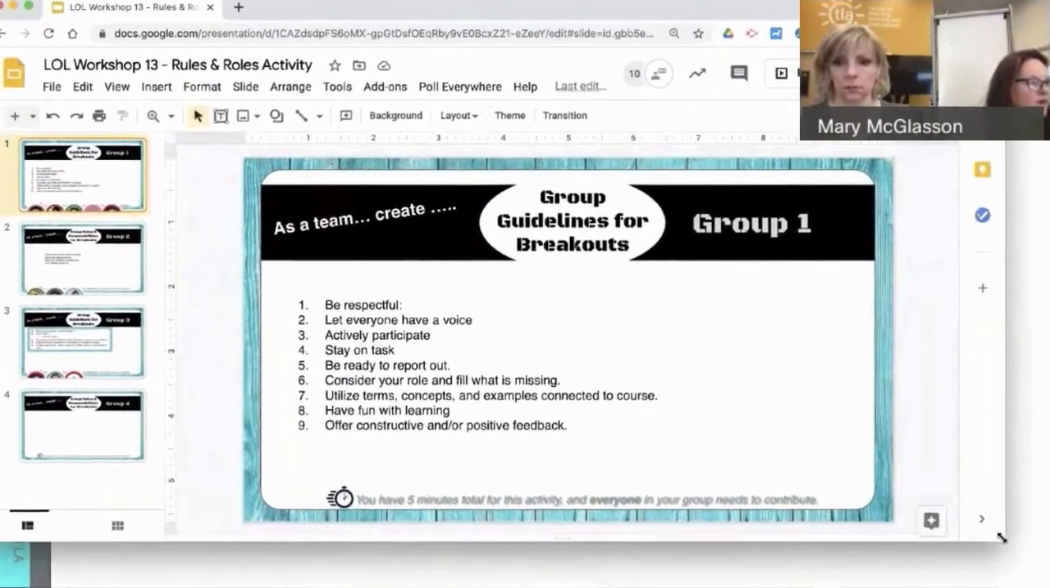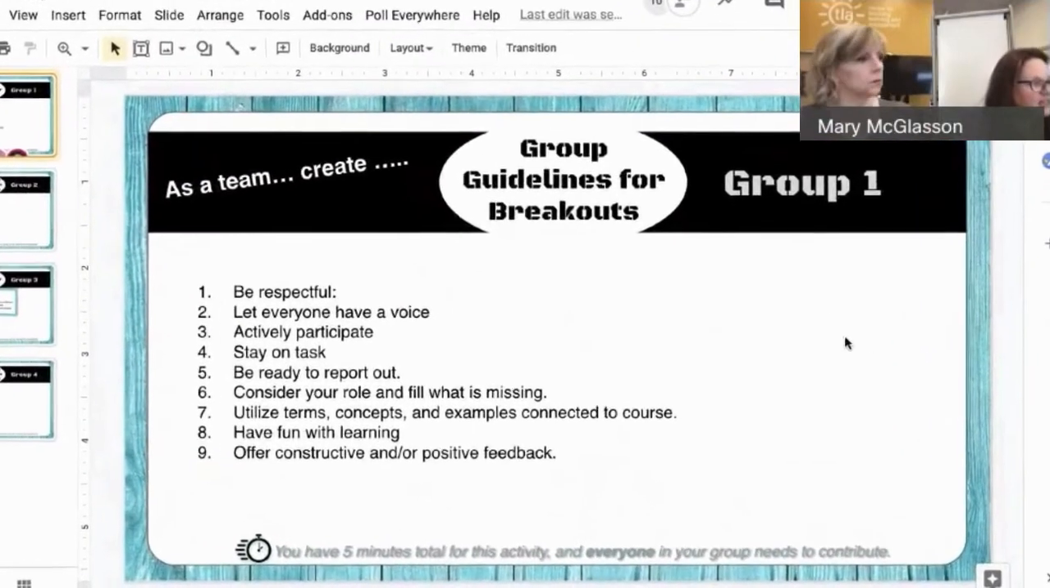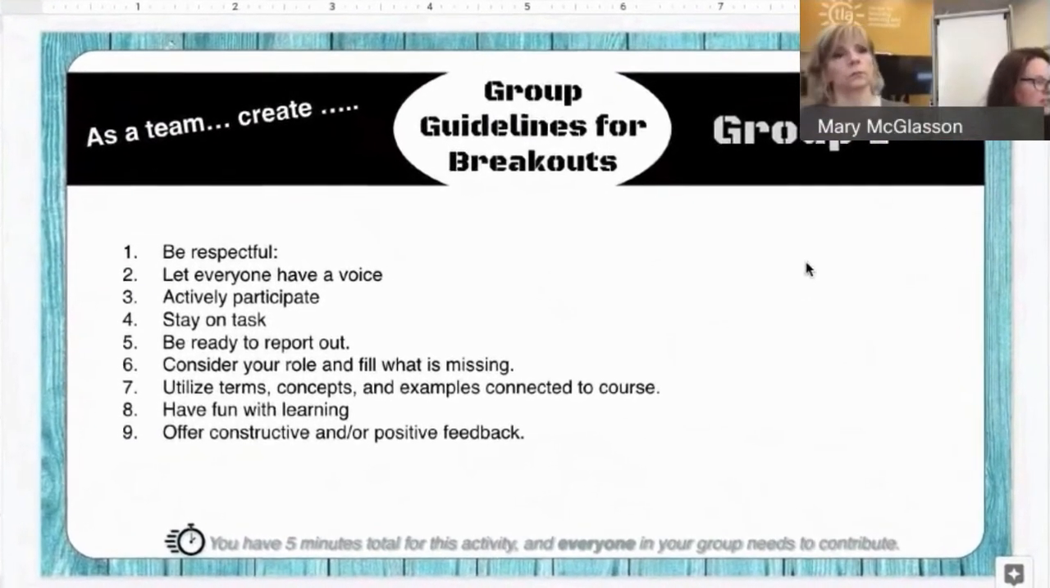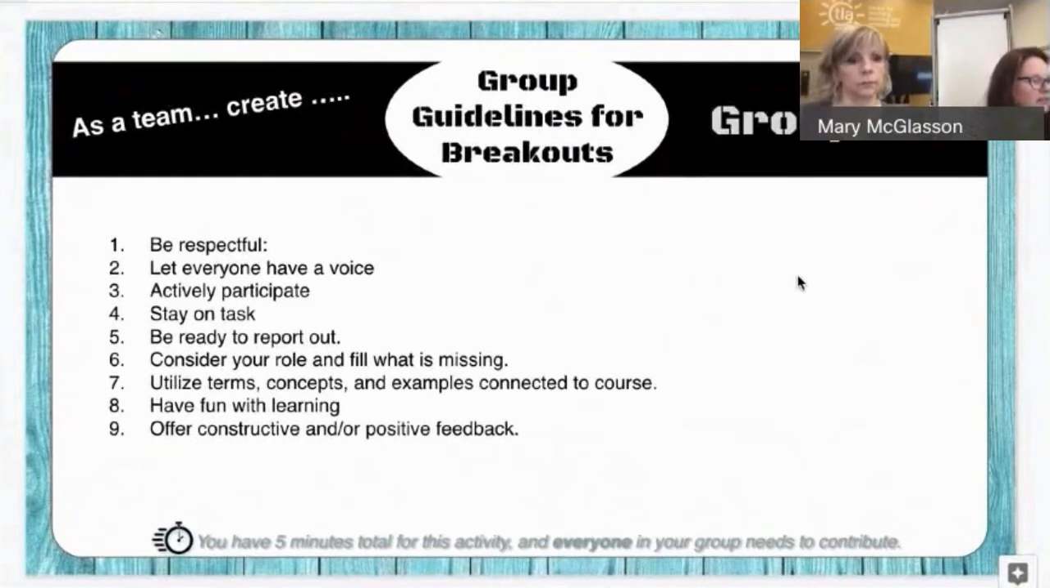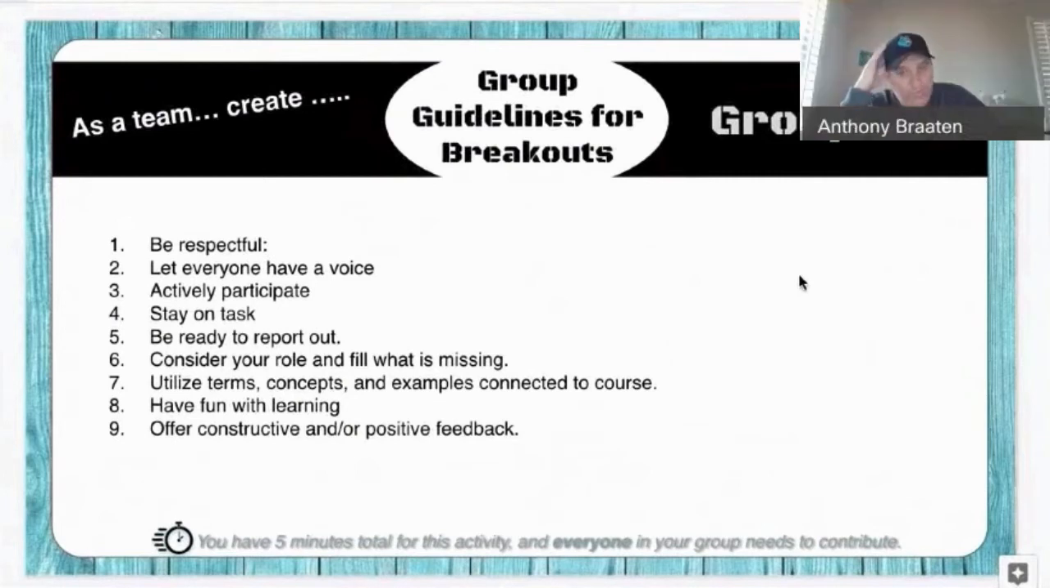So we have group 1 slide up here. And would you share, someone from the group who hasn't shared yet, share some of the group guidelines for breakouts that your team came up with? Well, we were just kind of brainstorming as we were flying down through this, but with no particular order. We probably would have organized them maybe a little bit differently.